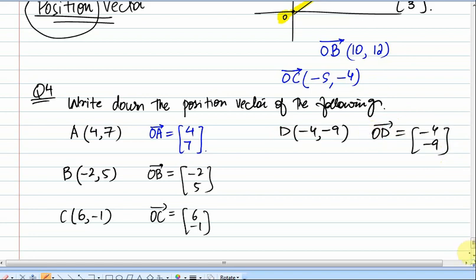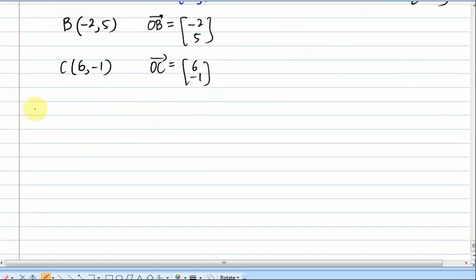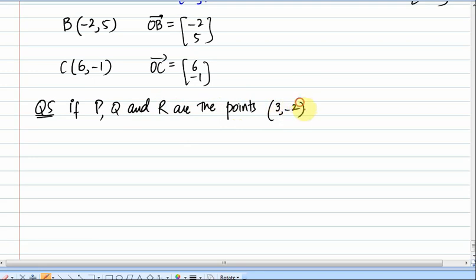Alright class, moving on to the next question. Hopefully the last question of today's class. It says if P, Q and R are the points (3, -2), (2, -4) and (2, 3). Express the following as column vector. You need to find out the column vector of PQ.